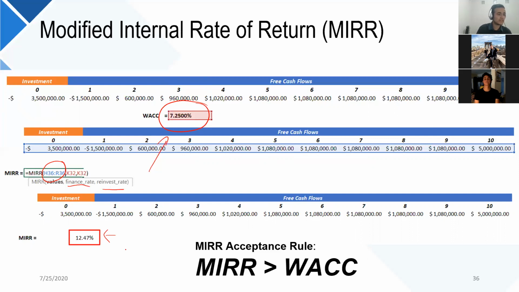12.47%. So our acceptance rule again is the same as internal rate of return, but this time it's with a lower rate. If the modified rate of return is greater than WACC, then you accept the project. So this project actually seems acceptable, even with this modified rate of return, because it's greater than the WACC. So do you guys have any questions until now?